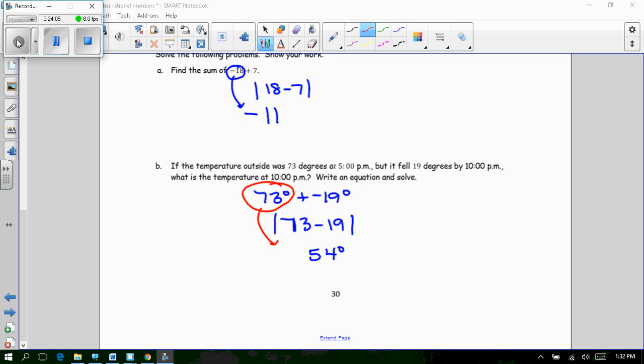All right, check your answers with mine. I have negative 11 for part A, and I got positive 54 degrees for part B. Again, I didn't put the positive there, but if you did, that's fine. I'm just too lazy to do it. It's too much work.